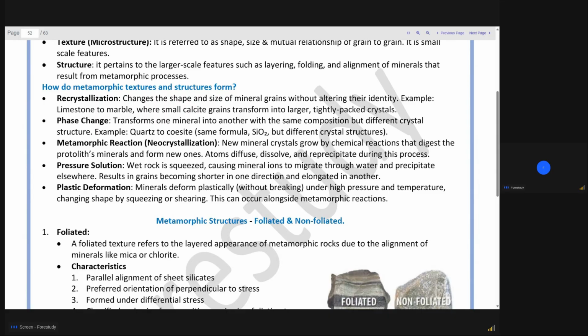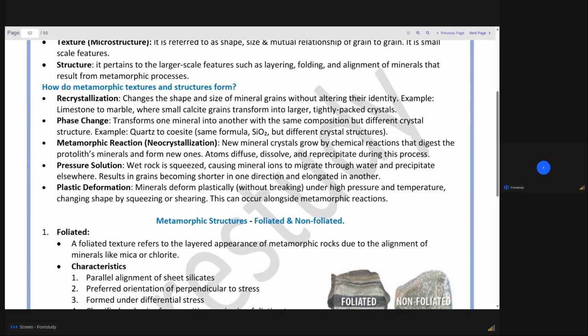An example is limestone to marble, where small calcite grains transform into large, tightly packed crystals. Remember, limestone is a sedimentary rock, and marble is a metamorphic rock. Then the second is phase change, to transform one mineral into another with the same composition but different crystal structure. So here the crystal structure will be different. Example, quartz to coesite, same formula SiO2 but different crystal structure. So the phase change can happen.